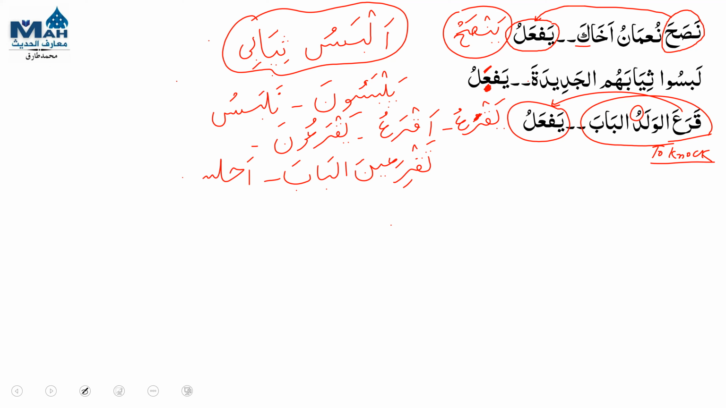Ajlisu fi bayti. I am sitting at home. What is this Ajlisu? Fail madi or mudari? Ajlisu fi bayti. I'm sitting at home. Ajlisu is a fi'l mudari, I am sitting. This hamza is the symbol of mudari. Ajlisu fi bayti. I am sitting in my home.